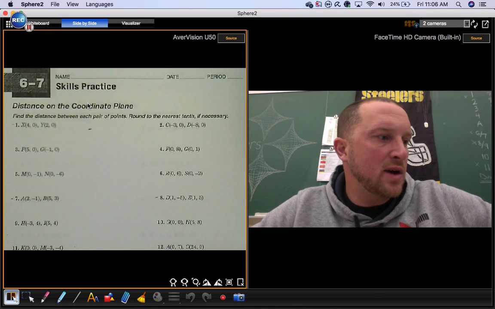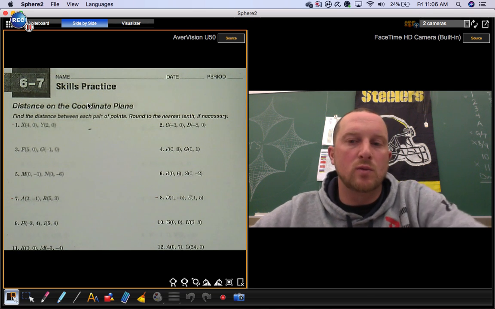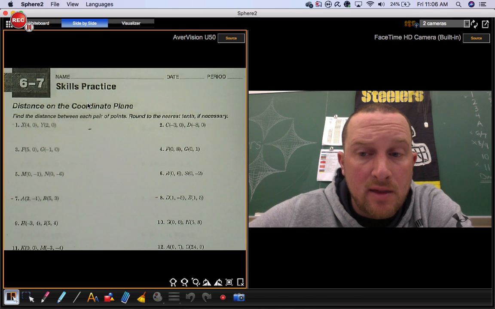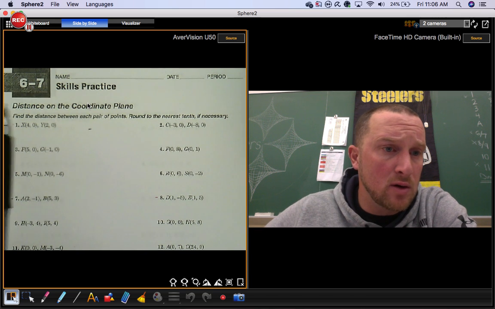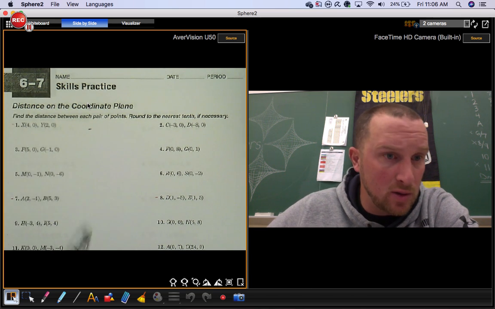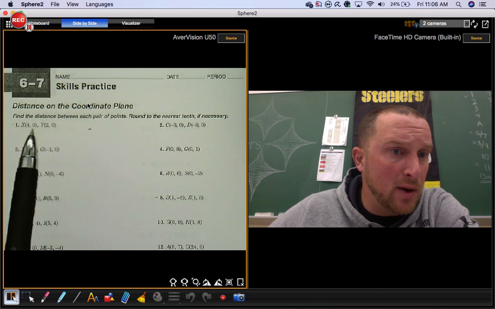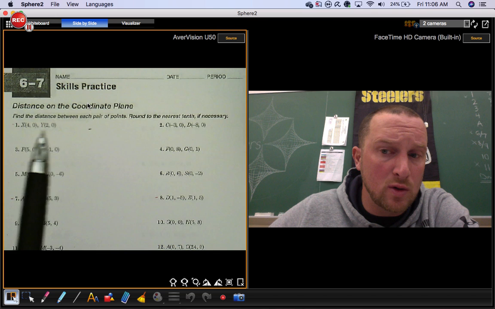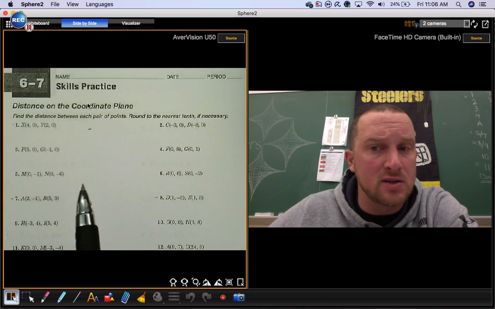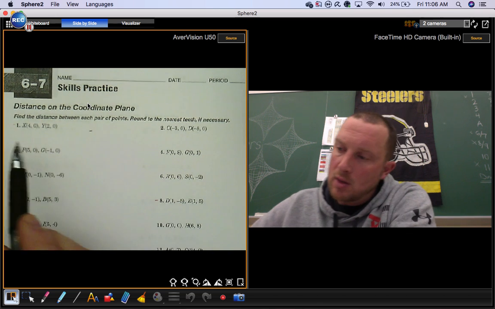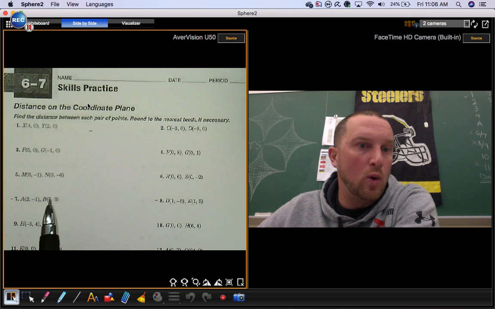This is our skills practice for section 6.7. We're looking for the length of a segment in the coordinate plane, or distance between points on a coordinate plane. So in each of these examples, they're going to give you an ordered pair or a point that lives in the coordinate plane. They're going to give you two of them, and you have to find the distance between them.